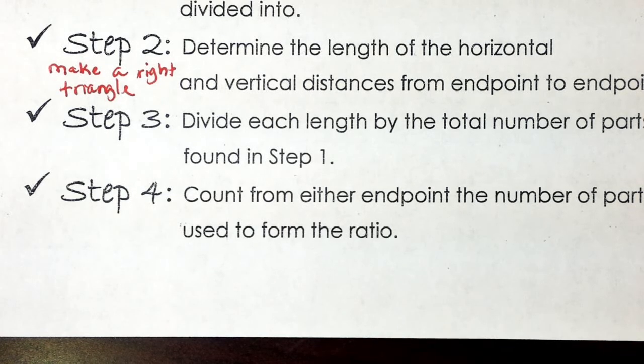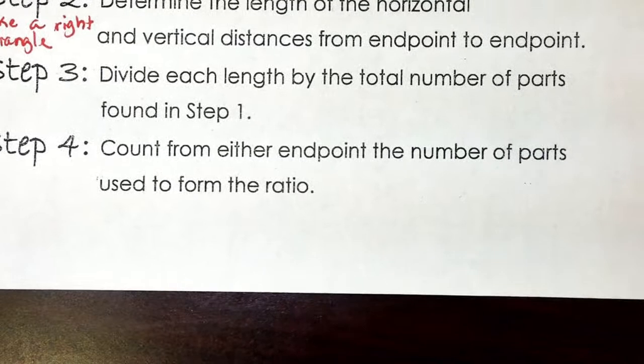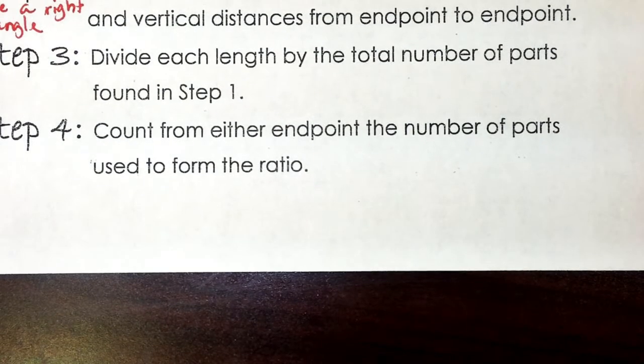Step 3, divide each length by the total number of parts found in step 1. So once we get those two lengths, our horizontal length and our vertical length, we're going to divide them by the number of segments that we have from step 1. And then step 4, we're going to count from either endpoint the number of parts used to form the ratio.